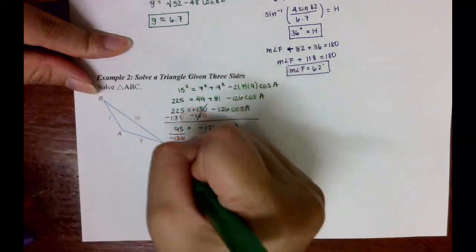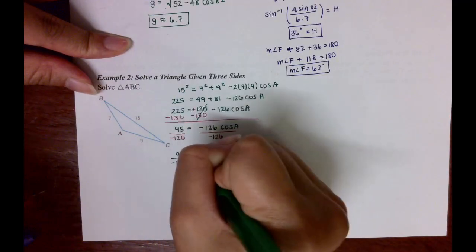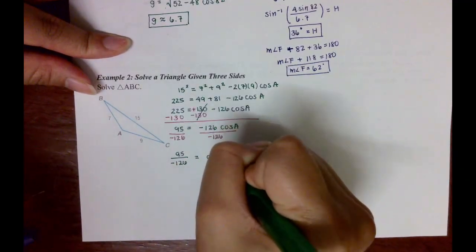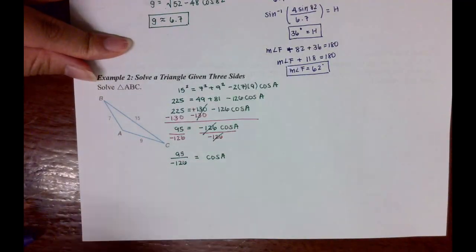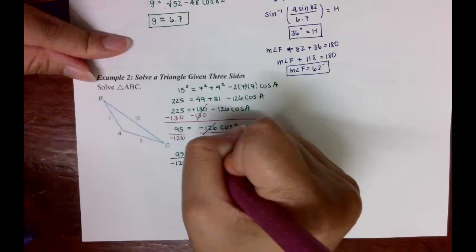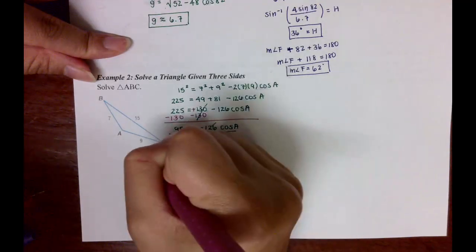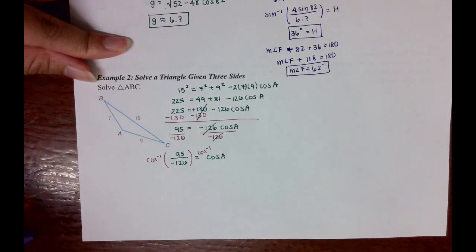Okay? And then if you want, you can simplify it, but you're going to type it into your calculator anyway, so no need to simplify. So this divides into 1. 1 times anything is itself. So cosine A. Okay. Now, just need A by itself, right? So still getting A by itself. I'm going to get rid of the cosine. Cosine is its own operation, so its inverse is cosine inverse. So I'm doing cosine inverse of this whole thing. So cosine inverse of 95 over negative 126.